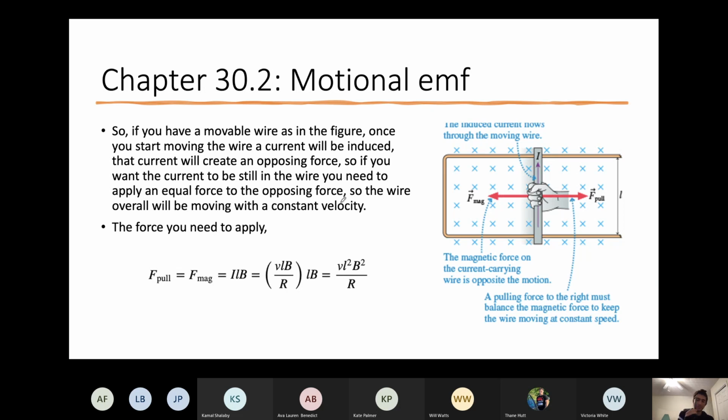So to keep it moving at a constant speed, you need to apply an equal force. So if this is your force of pulling the wire, this will be the opposing force. If you want it to be moving at a constant speed, your pulling force needs to be equal to the opposing force. And simply the forces will just be given with this equation.